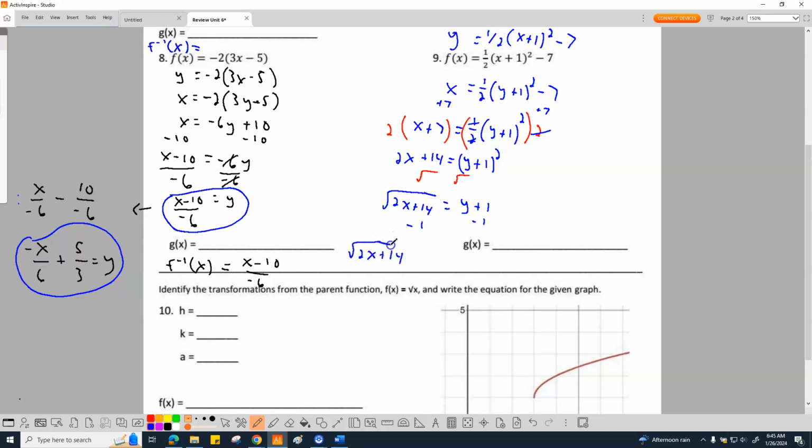Notice my house. It better be under the house. This 1 does not go into the house, y'all. You can't just randomly throw things inside a radical. So this 1 is on the outside. Make sure it is. And then now we have officially solved for our y.